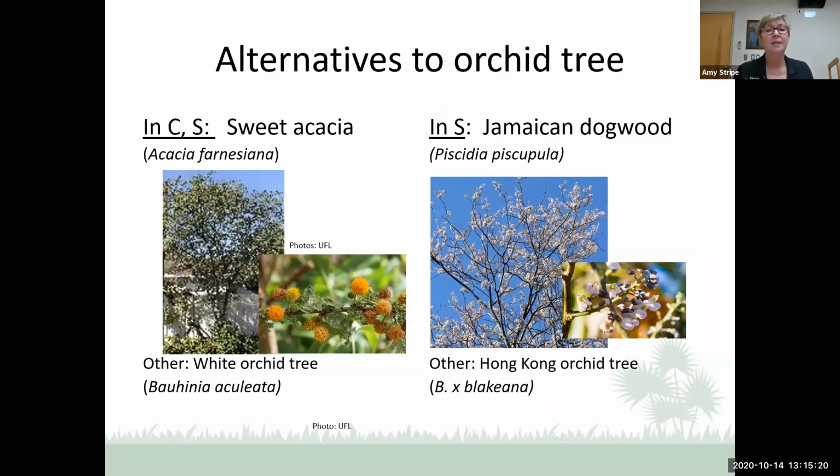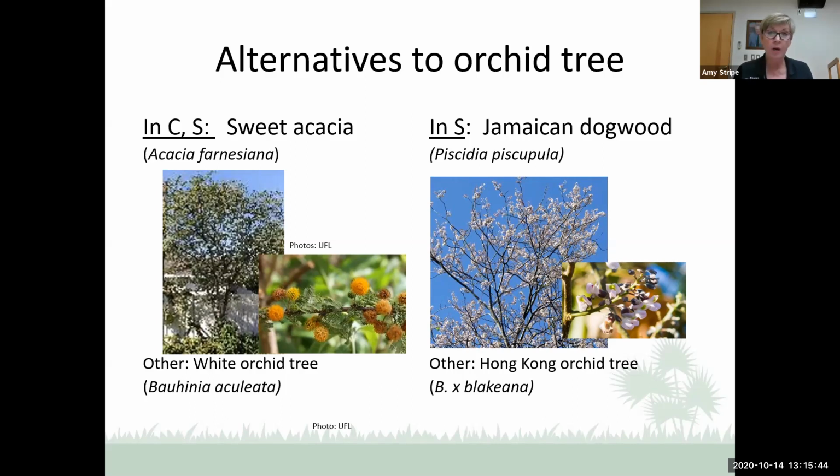You don't want to plant this in a really heavily trafficked area in your yard. It has millions of tiny little thorns, but it is a beautiful native alternative to the orchid tree. If you want to consider for Central and South Florida a non-native alternative, guess what? There's another Bauhinia species, the esculenta, that's the white orchid tree, that will do just fine.